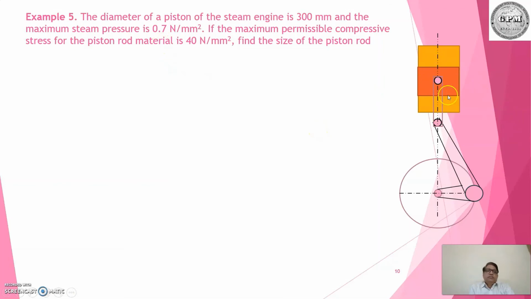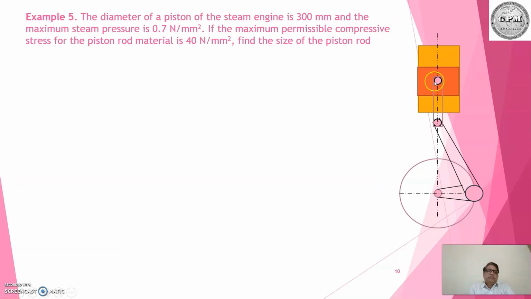So the diameter of the piston of the steam engine is 300 mm. The maximum steam pressure is 0.7 Newton per mm square. Pressure is given. So if I know the diameter D, then pi D square by 4 gives the area.